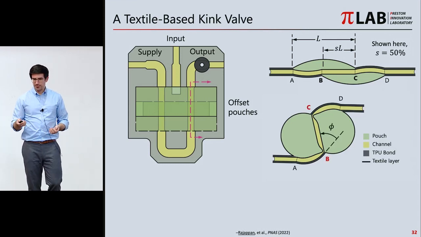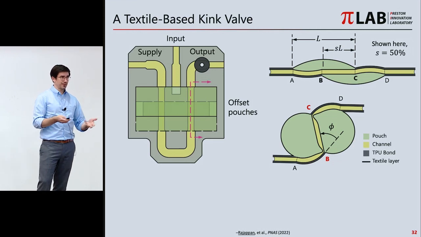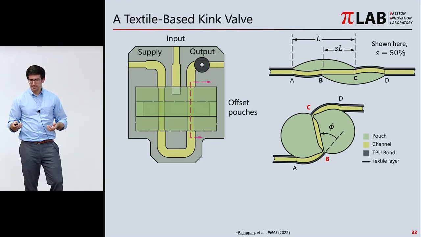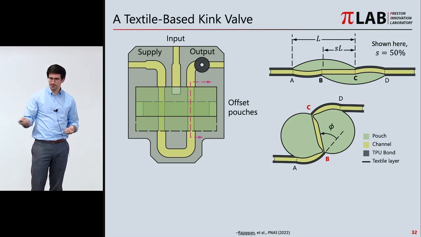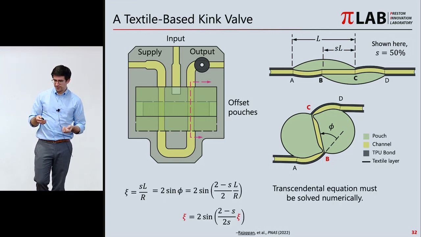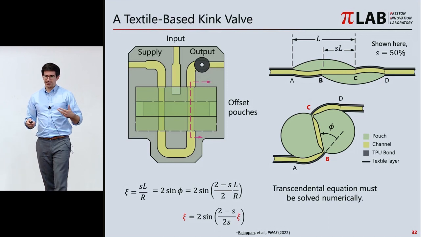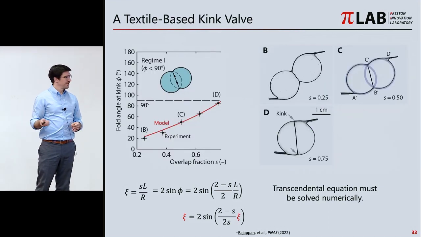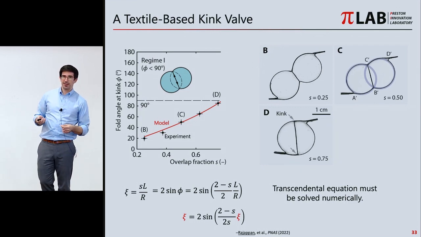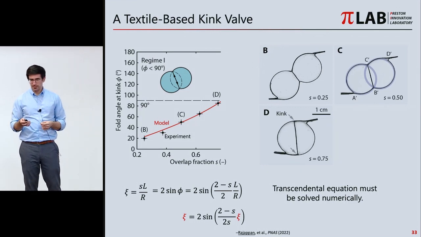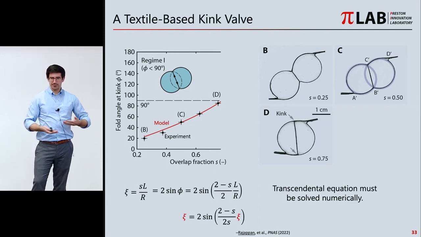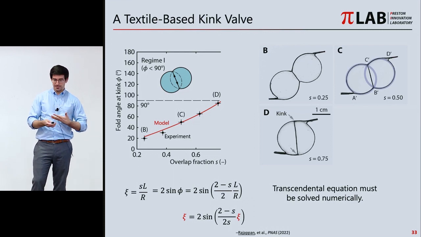We can understand that through some basically simple geometric modeling of what the system should look like as we pressurize those offset pouches by some percentage S. And we form kinks at these regions C and B. To understand this, we had to generate this set of equations and solve them numerically. What we came up with was the model curve here in red that matches quite well with our experimental data points in black. We see that we have a pretty good ability to predict, as a function of this overlap fraction of these inflating pouches, what that kink angle is.